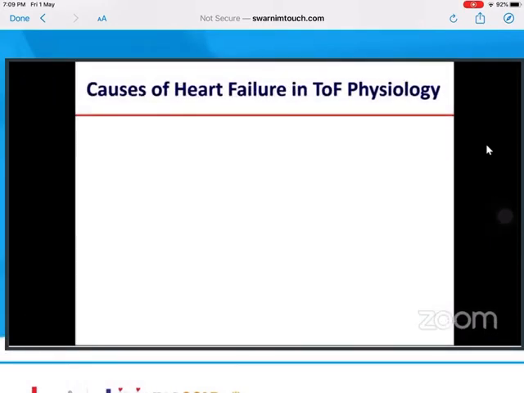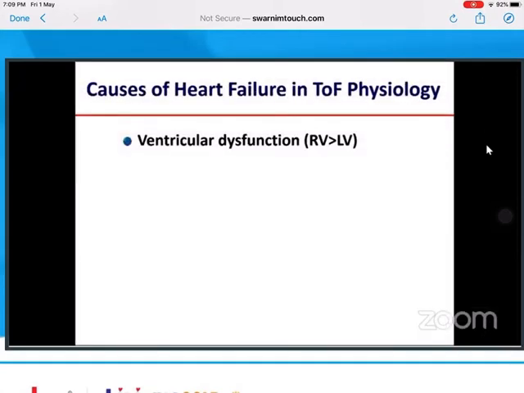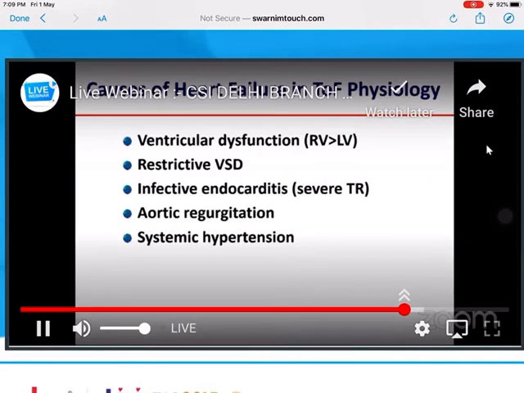Beyond the age of maybe 20 or so, heart failure could be primarily because of severe hypoxia producing ventricular dysfunction, which could be right and left, but generally the right is worse than the left ventricle. Or the VSD may have restricted, producing RV hypertension, which is suprasystemic, and now the RV is failing. Or it could be secondary to infective endocarditis or severe aortic regurgitation, because we know the aorta is abnormal, very dilated, and all the adults with tetralogy may have some amount of aortic regurgitation.